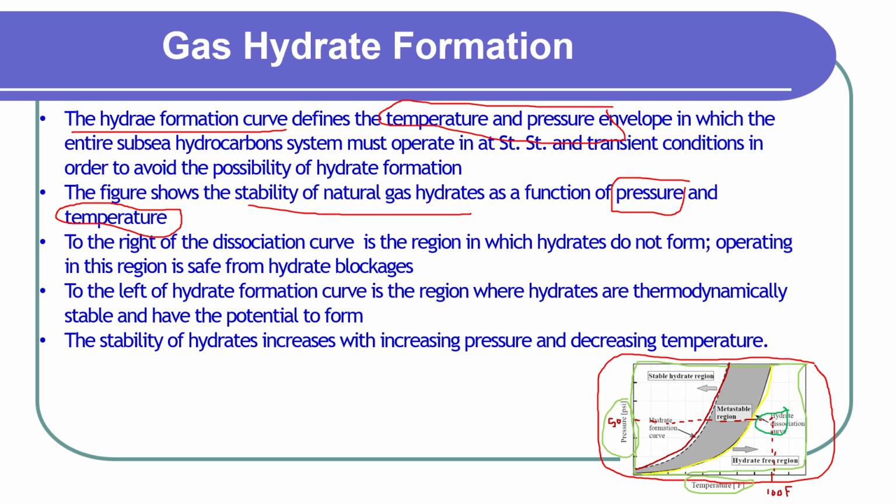But imagine you are at the same pressure, 50 psi, and the temperature was found to be, for example, 10 Fahrenheit. So you are here. This means at this condition you are to the left of what we call the hydrate formation curve, which means that if you are operating in this area, the hydrate will form for sure. So this is how you can use the hydrate formation curve to define the operating temperature and pressure, or what we call the temperature and pressure envelope, in which you need to operate in order to avoid the formation of hydrate.